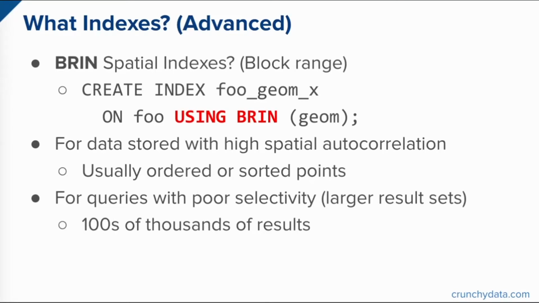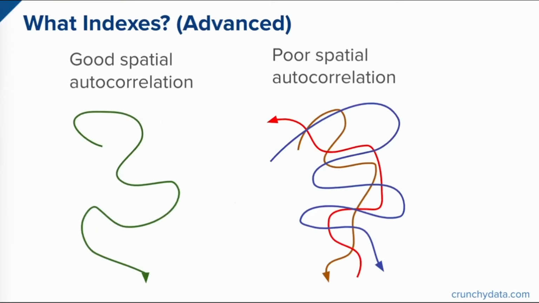A much more recent addition is block range indexes under the BRIN access method. BRIN stands for block range index. These are very simple indexes, and thus they're very fast to build, and they're very small to hold in memory. But they're very inefficient at resolving tight query filters. BRIN indexes are only useful, and I cannot stress this enough, only useful for data that is laid down on the disk with high spatial autocorrelation. And sadly, it's actually quite hard to get data laid out that way.